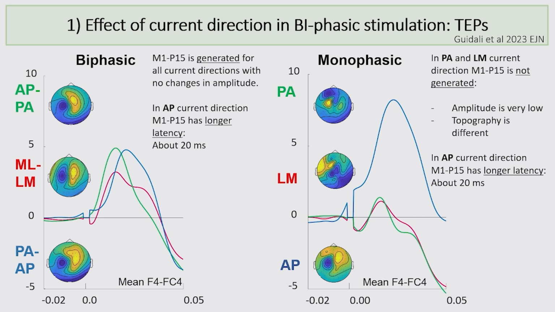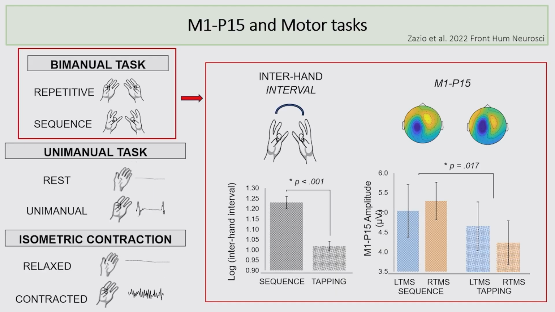And previous studies have shown that for these current direction conditions, we need a higher intensity to elicit the ipsilateral silent period. Again, supporting the relationship between P15 and ESP. So this is important. It shows how important it is to control for the stimulation parameters if we want to obtain this measure. Finally, we tested the link between the M1P15 and motor behavior.